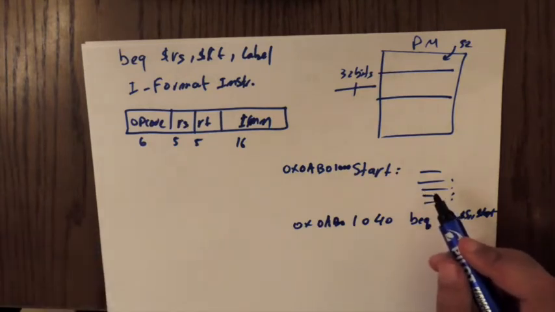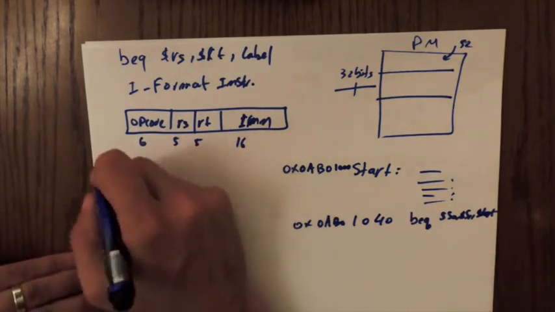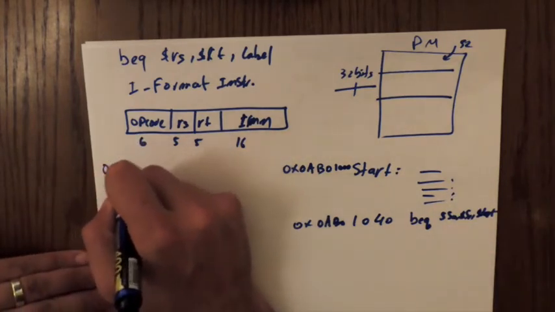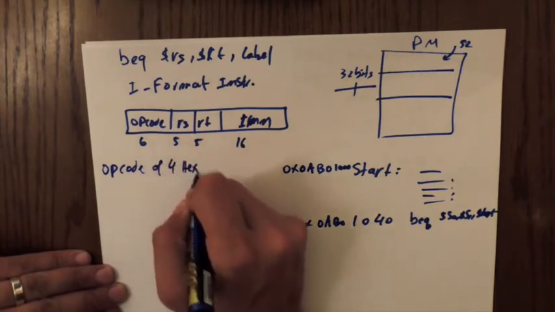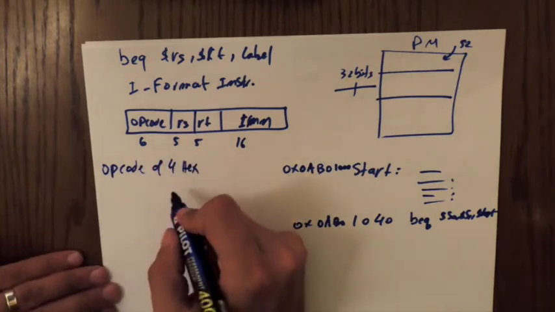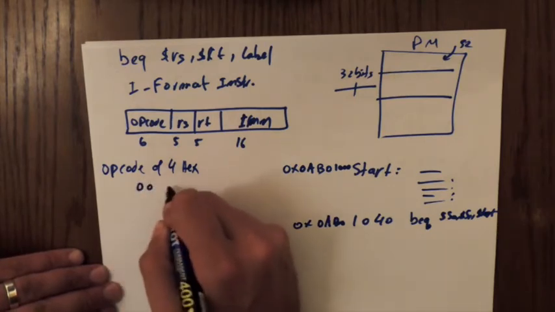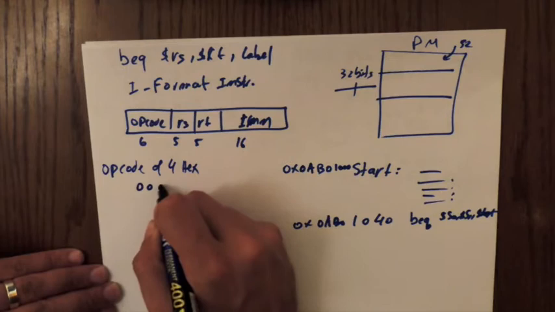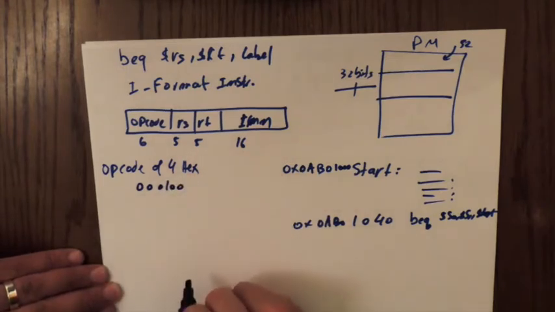to binary. So we know from the MIPS reference sheet that branch on equal has an opcode of 4 hex. So this is represented in 6 bits, so we need to write something like this: 0, 0, 0, 1, 0, 0. So these are the 6 bits for the opcode.